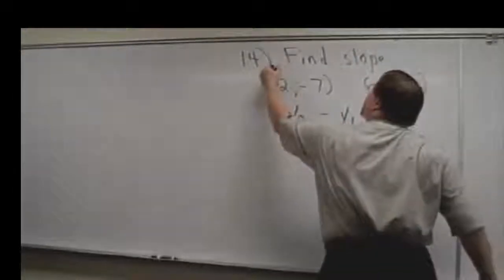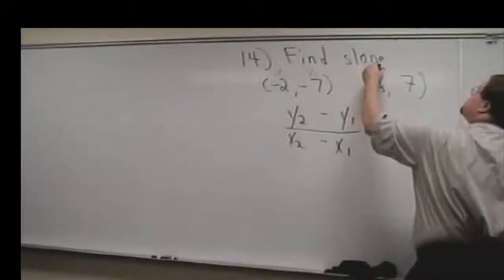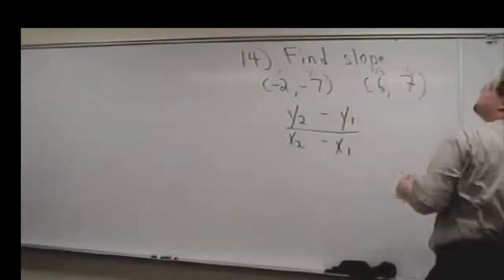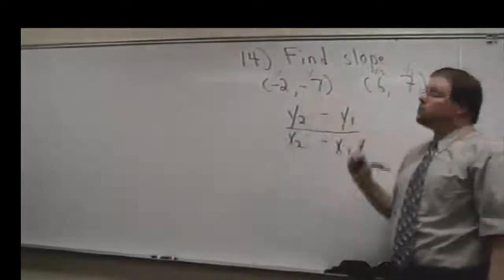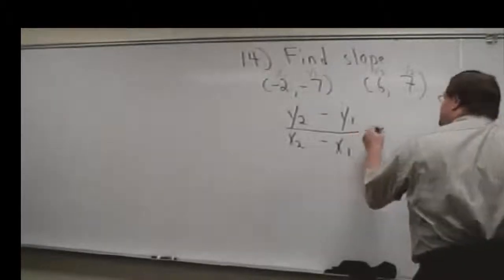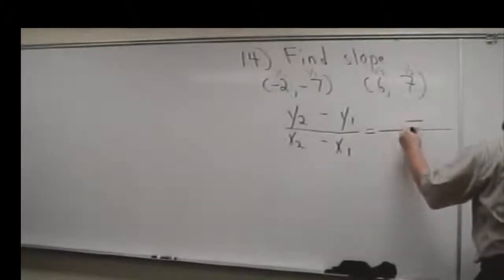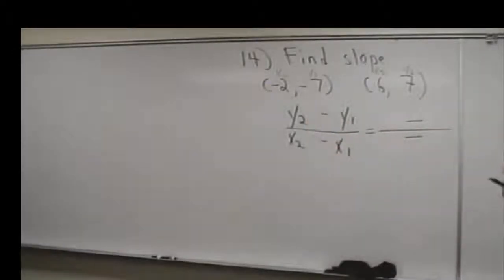So I'll call this x1, y1. I'll call this x2 and y2. Okay? And then once you identify which point is x1, y1, and which point is x2, y2, it's plug and chug. So when I write the formula, I keep the minus sign in the middle, because the minus sign is part of the formula. Because sometimes you might get a double negative. And then just fill in the blank.